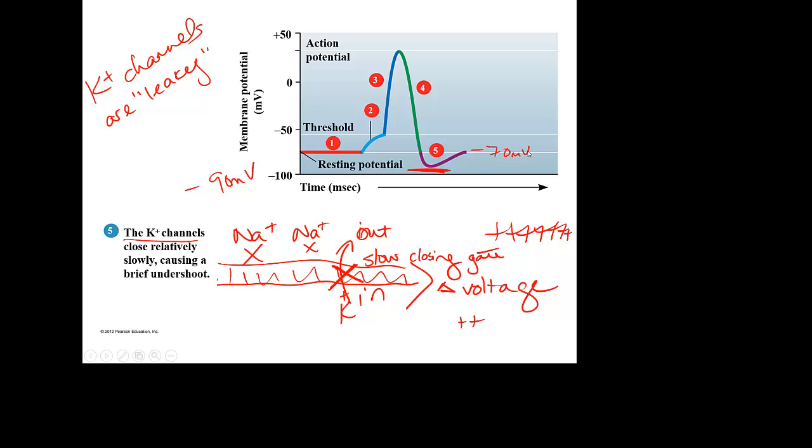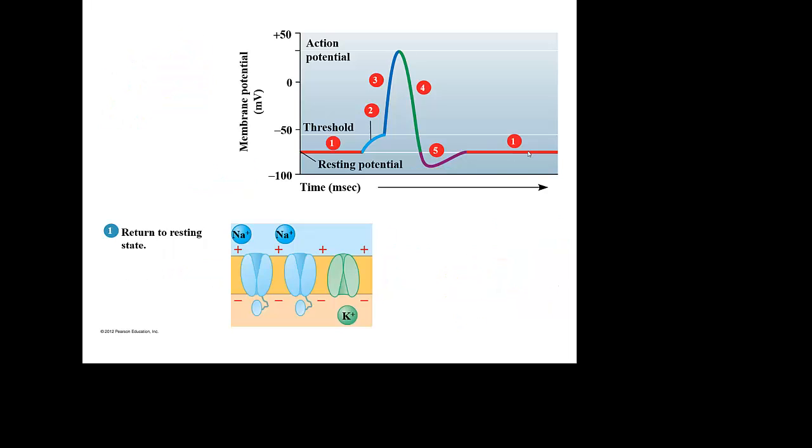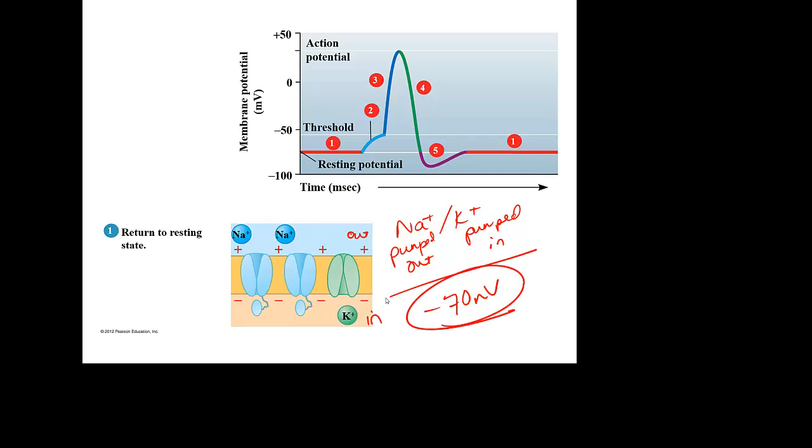So how do we come back? We're going to need those sodium-potassium pumps we've talked about before. To return to a resting state, we're going to need sodium and potassium to be pumped where they're supposed to be. So sodium gets pumped out, potassium gets pumped in, and we eventually get back to that minus 70 millivolts that we wanted at rest. And you see that we return to rest. This all happens in milliseconds. It's a very, very fast process.